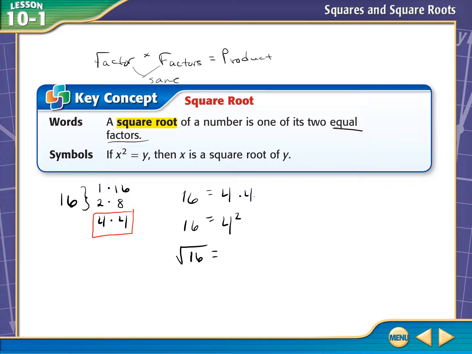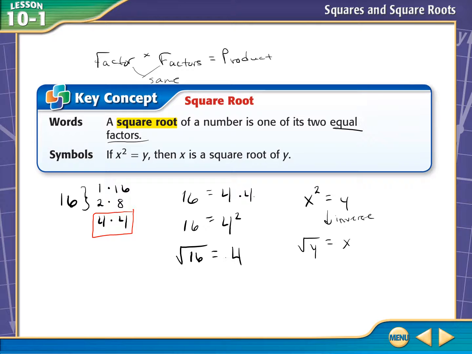So if I'm looking for the square root of 16, I'm looking for one of its two equal factors. Well, I know 16 is made up of 4 and 4, 4 times 4. So when I take the square root of that, it leaves me with one of those 4s. So what we're saying is if we start with a number, x, and I square it, I get a new number, y. If I want to get back to my original number, I need to undo or do the inverse of that process. So I take the square root of y and it gets me back to x.